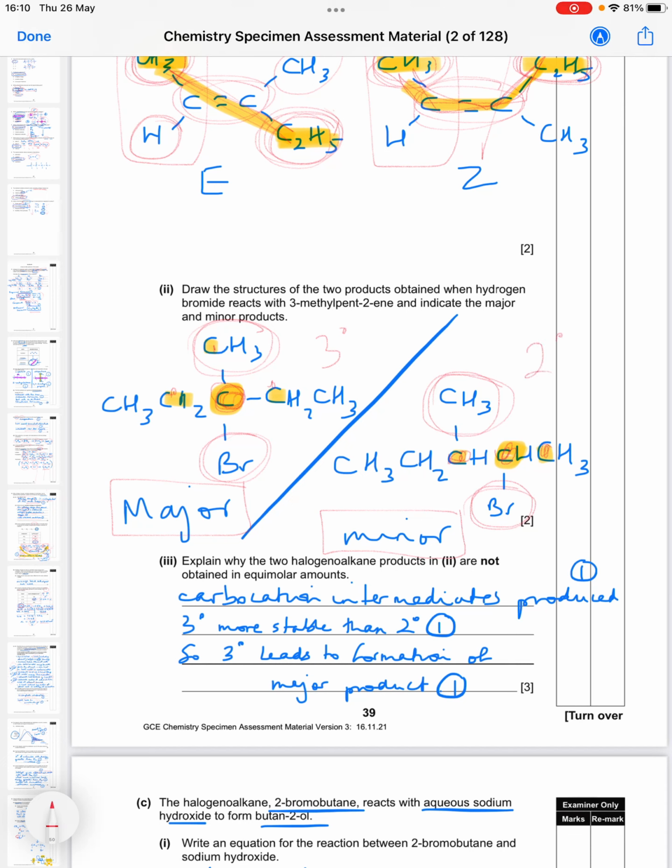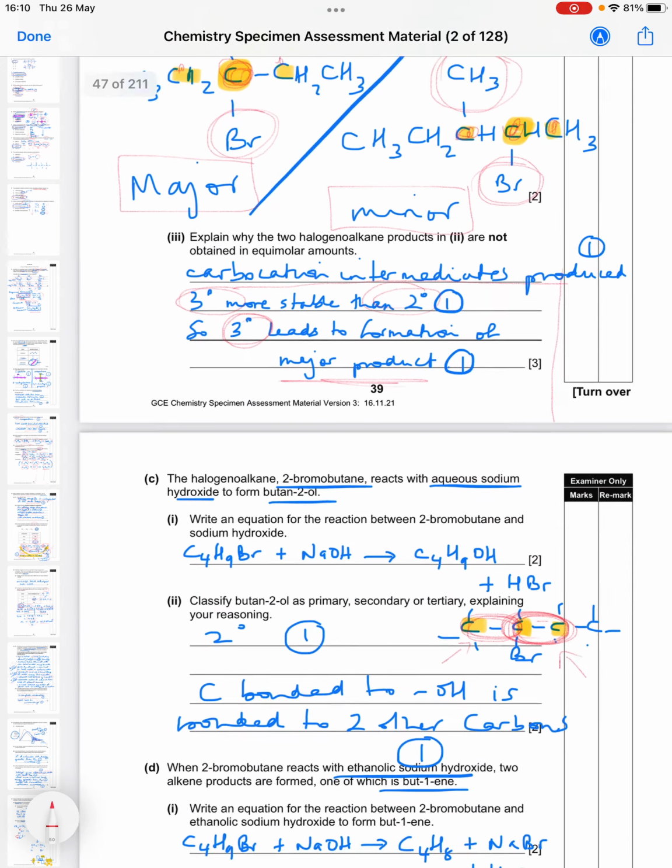Then it says explain why the 2 halogenoalkane products in 2 are not obtained in equimolar amounts. So you have to mention that the carbocation intermediates are produced, then talk about the tertiary being more stable than the secondary, and then the tertiary one leads to the formation of the major product.